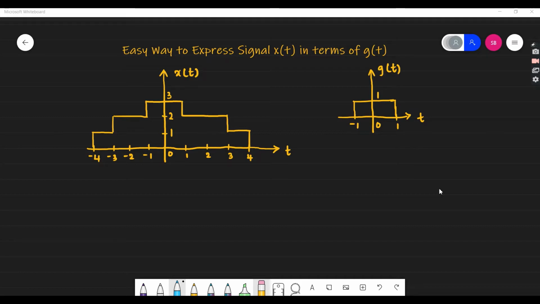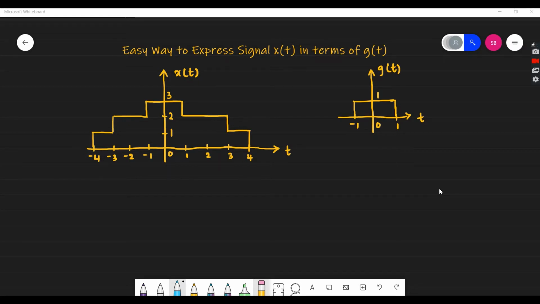Hello viewers, in this video we will see how we can express a given signal x of t in terms of g of t in signals and systems. So this is the plot for x of t and this one is the plot for g of t. We have to express this signal x of t in terms of g of t.